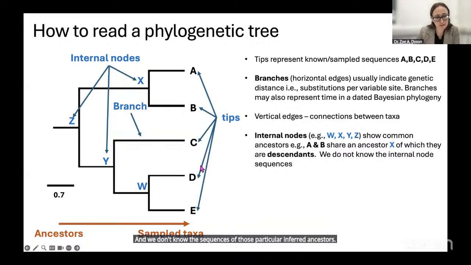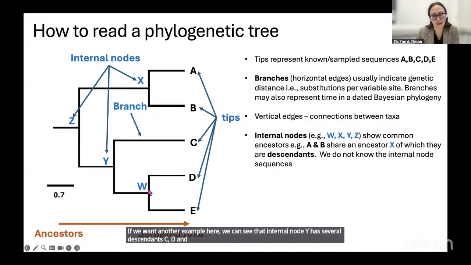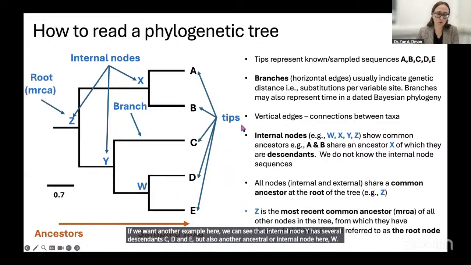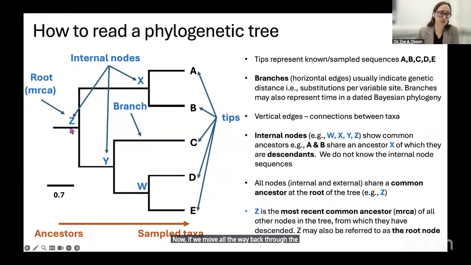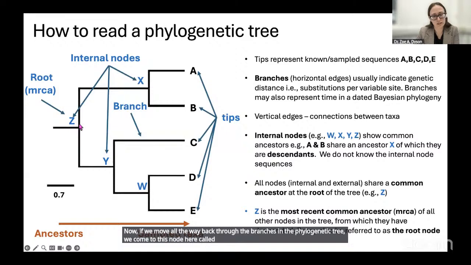If we want another example here, we can see that internal node Y has several descendants. It has C, D, and E, but also another ancestral or internal node here, W. Now, if we move all the way back through the branches in the phylogenetic tree, we come to this node here called Z, and this is sort of a special node as this is the most recent common ancestor of all of the nodes and sequences studied in this particular tree, and it might also be referred to as the root node.